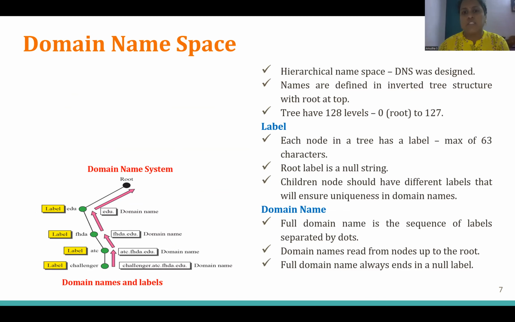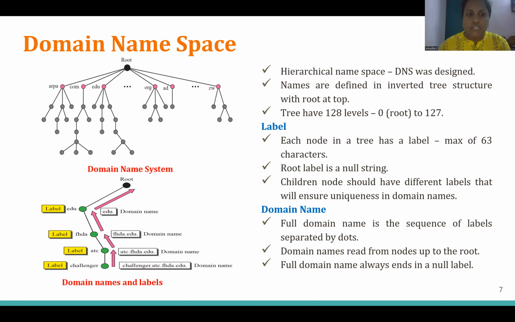The domain namespace is a hierarchical namespace. Names are defined in an inverted tree structure with the root at the top. A tree has 128 levels, from root 0 to leaf 127. Label: each node in a tree has a label of a maximum of 63 characters. The root label is a null string. Child nodes should have different labels, which ensures uniqueness in the domain name system. Domain name: the full domain name is the sequence of labels separated by dots. For example, srmist.edu.in. The domain name is read from the node up to the root node.